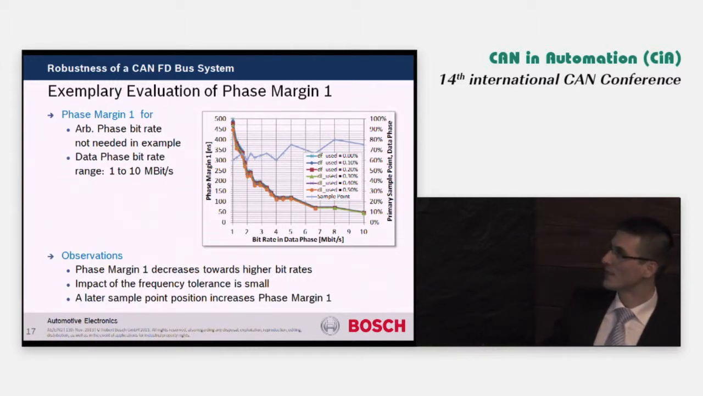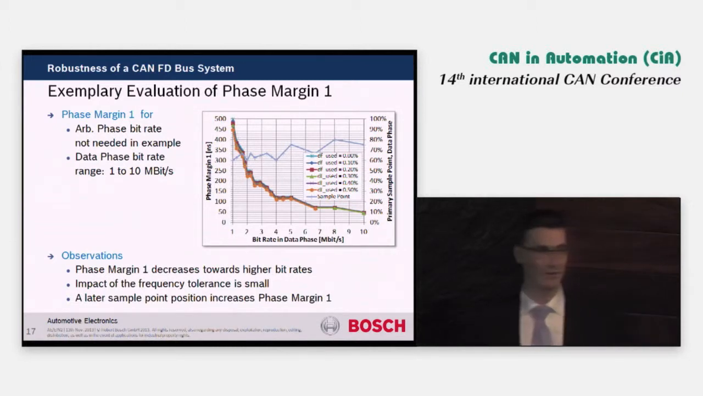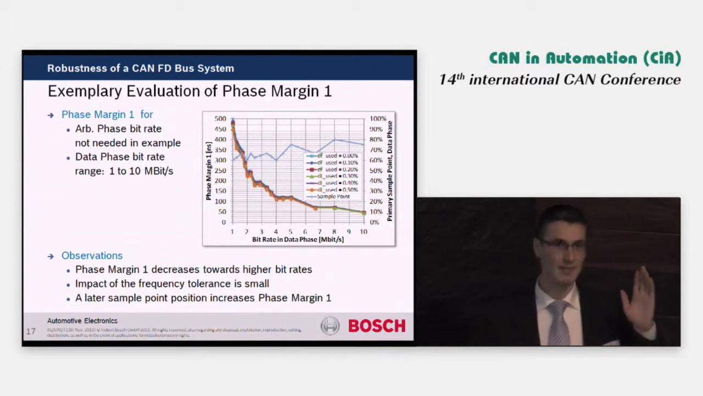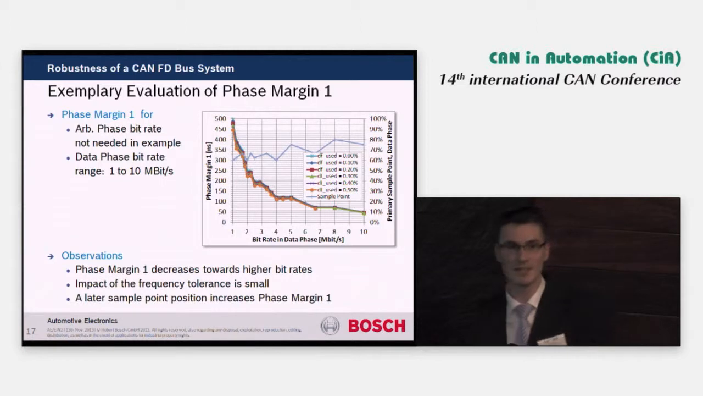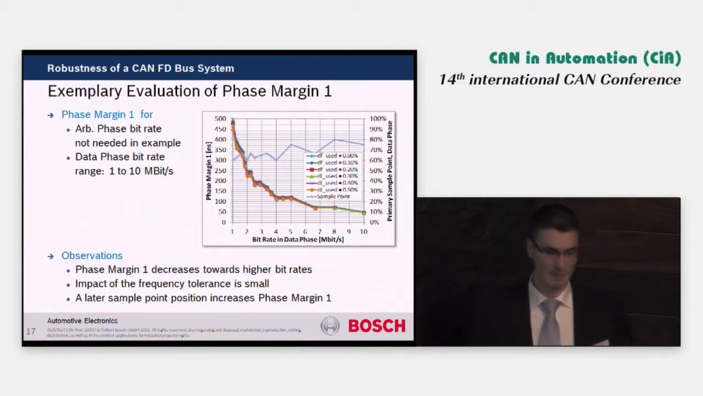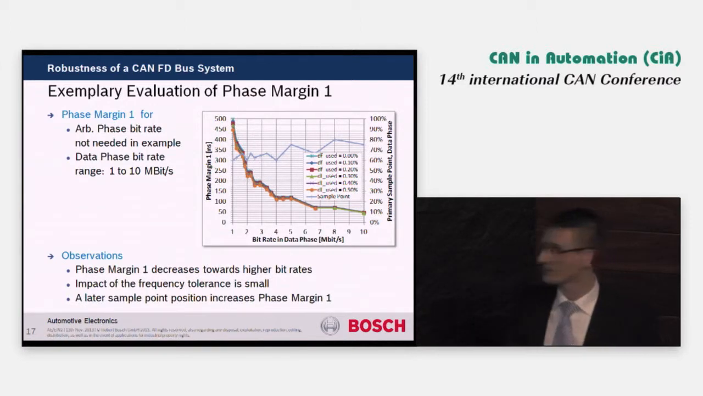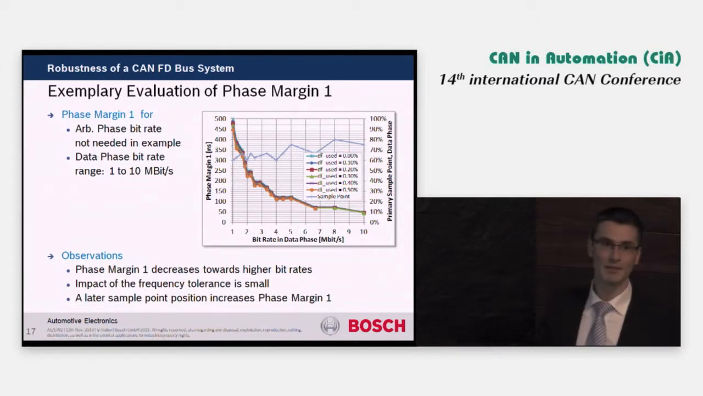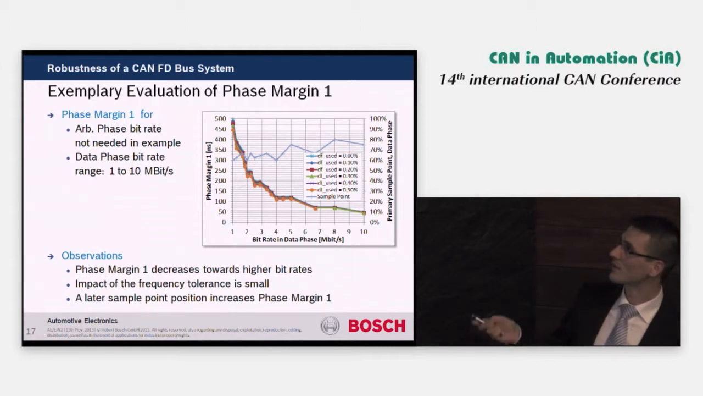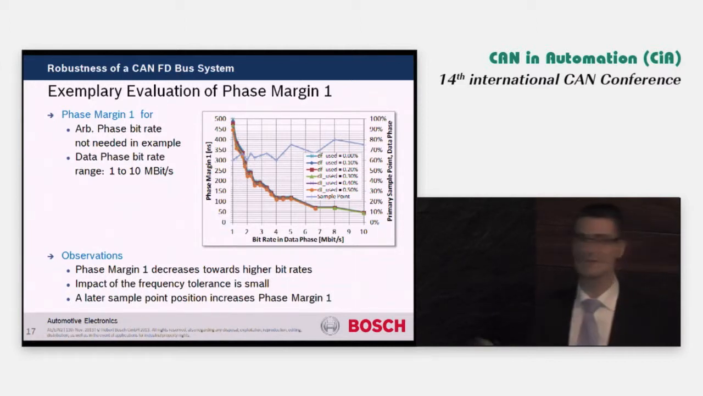So the results: we see on the vertical axis the phase margin 1 in nanoseconds, and on the horizontal axis, again, the bitrate in the data phase, and we see a whole set of curves. I plotted a set of curves because when you calculate the phase margin, we still consider the oscillator tolerance that is in the system. So when I set up a CAN FD bus system, then I use some oscillators. I know their tolerance, and this is this tolerance, the DF used, the actual one that is in the nodes. And we have DF used 0%, so this is the maximum you can achieve, and then some typical values up to 0.5. Additionally, on the right, you can also see the sample point in the data phase, because this has some impact on the phase margin.